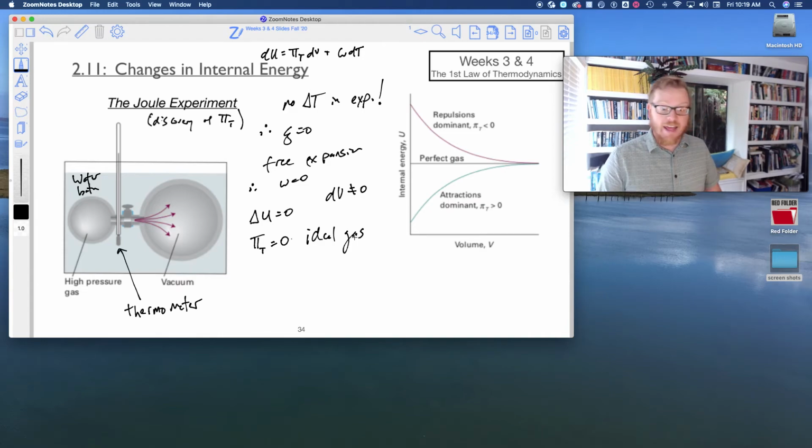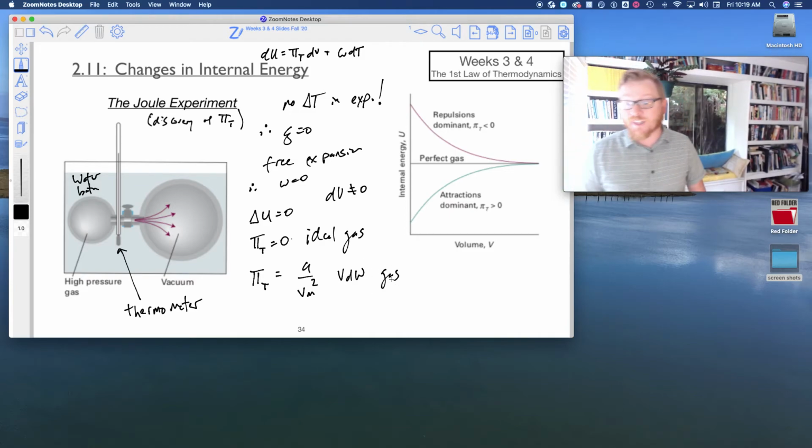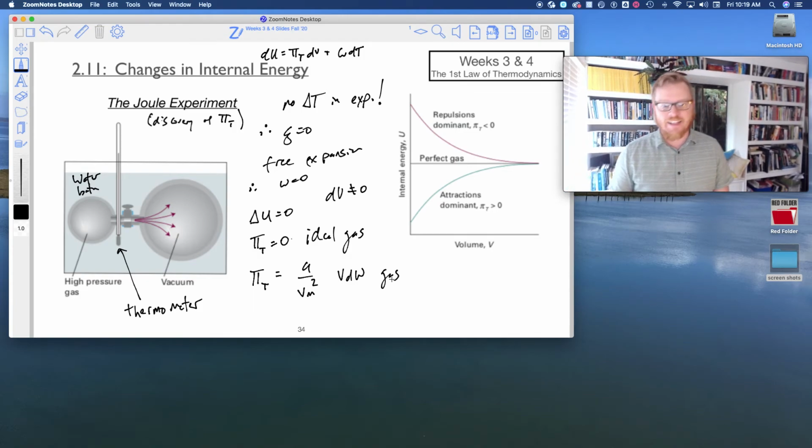Okay? It can also be shown later. We're not going to do this now, but it can be shown. We'll do this later on in a few weeks. Pi_T equals, this is really cool, a over V_m squared for a van der Waals gas. So that's really, really neat. So that is that collisional term, right, that gives us the internal pressure dependence of a real gas.